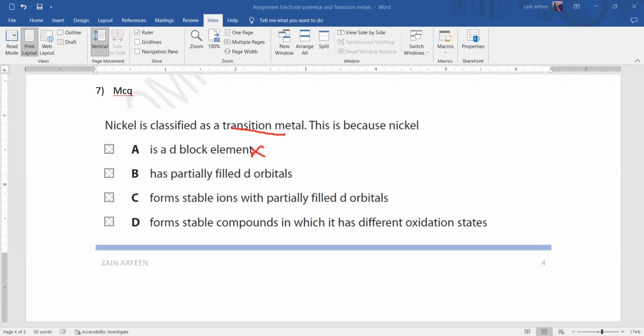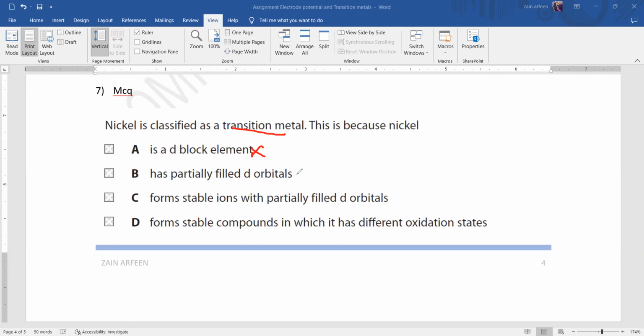When it is a compound, it is a transition element. Why is this incorrect? Because an element can be in the d block but not be a transition element. That's why A is not right. And why is B not right? Because some elements have a partially filled d orbital but are not transition elements, like scandium. It has a partially filled d orbital, but it's not classified as a transition element.